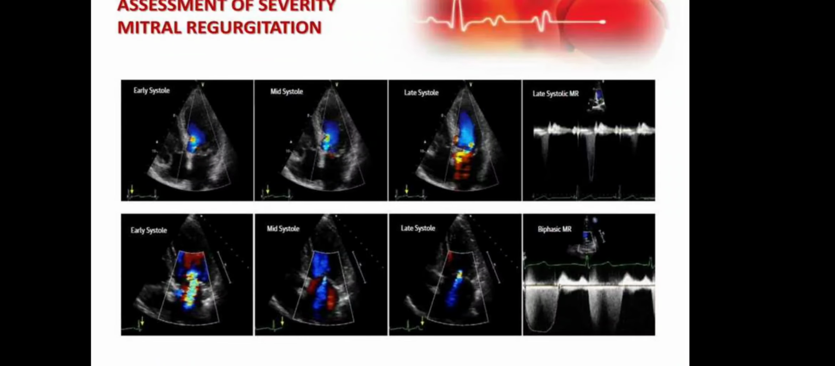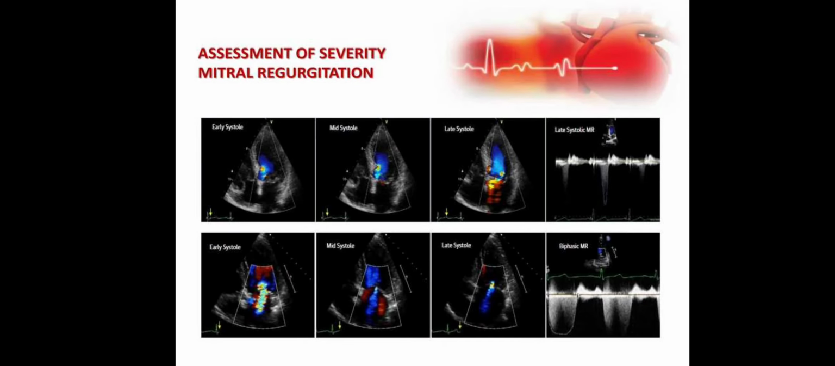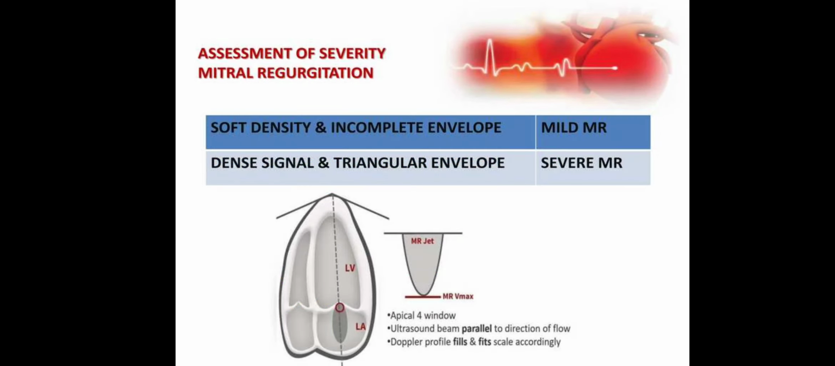Look, the type of MR. The first one is a late systolic MR, that is, in the early and mid systole there is no jet. The regurgitation to the LA occurs only in late systole. The second one is biphasic MR, that is, it begins even in the first phase. Mild MR has a soft density and incomplete envelope; severe MR has a dense signal and triangular envelope.